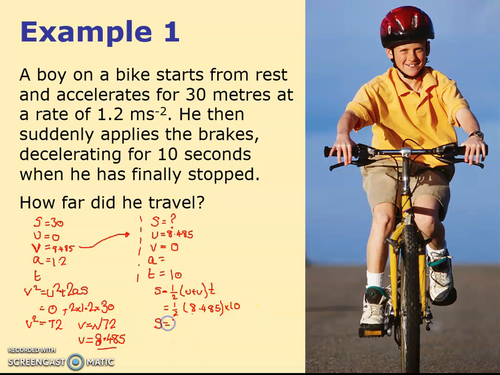S equals 42.4 meters. Now bear in mind, he did go 30 in the first section, and he went 42.4 in the second section. So I reckon overall S equals 72.4 meters.